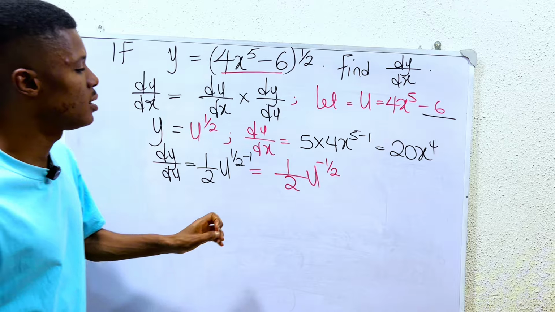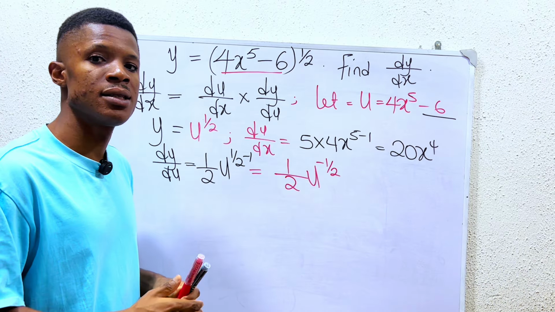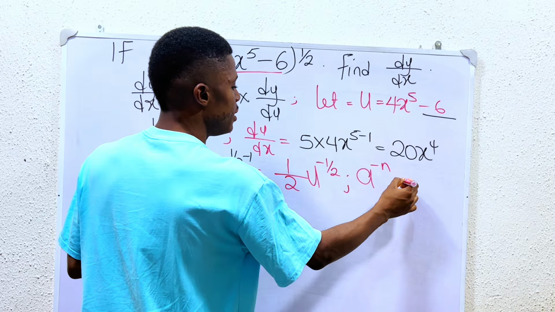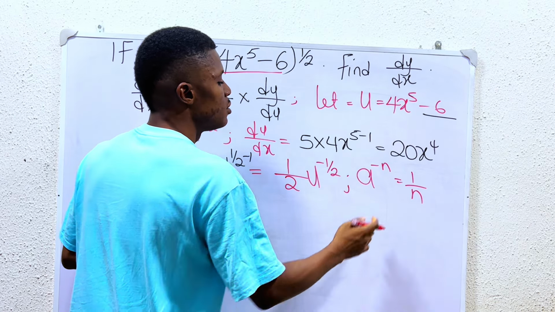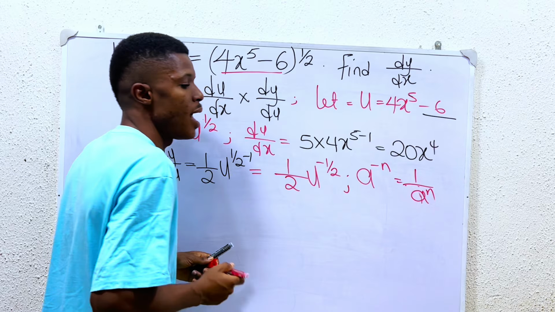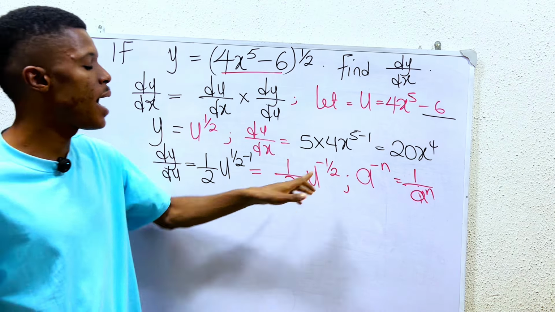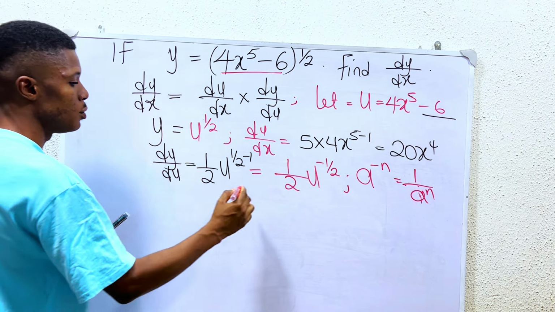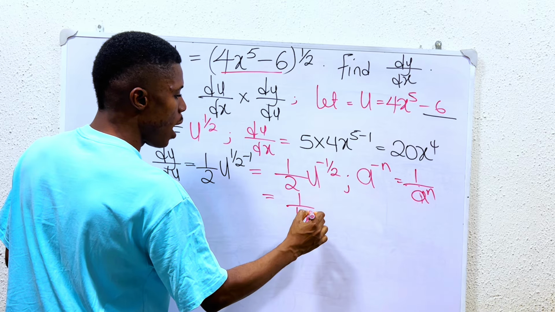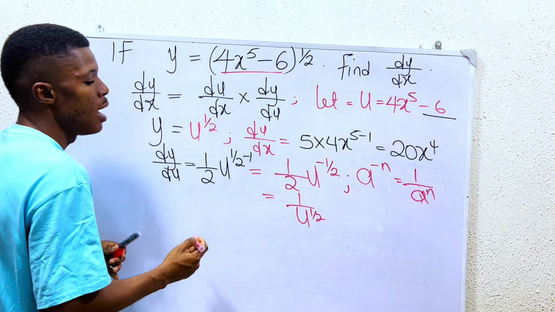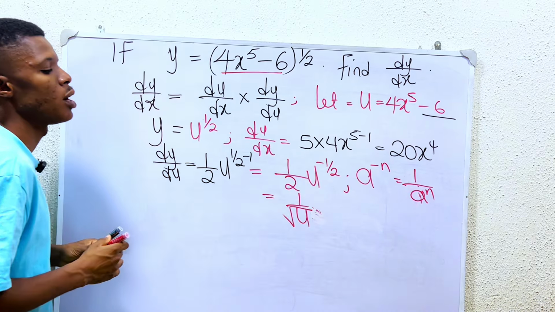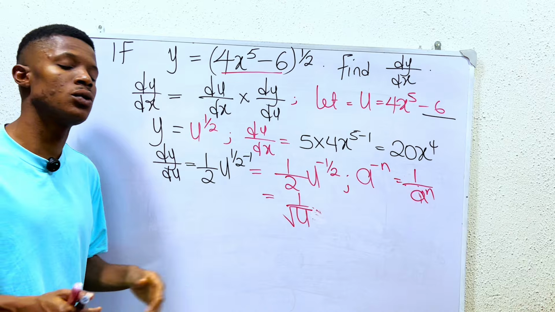You can now see that in exponent, when you have a to the power of minus n, it is the same thing as 1 over a to the power of n. So if you apply it here, this will be basically seen to be 1 over u to the power half. And raising to the power of half is simply a square root, so it is 1 over the square root of u.